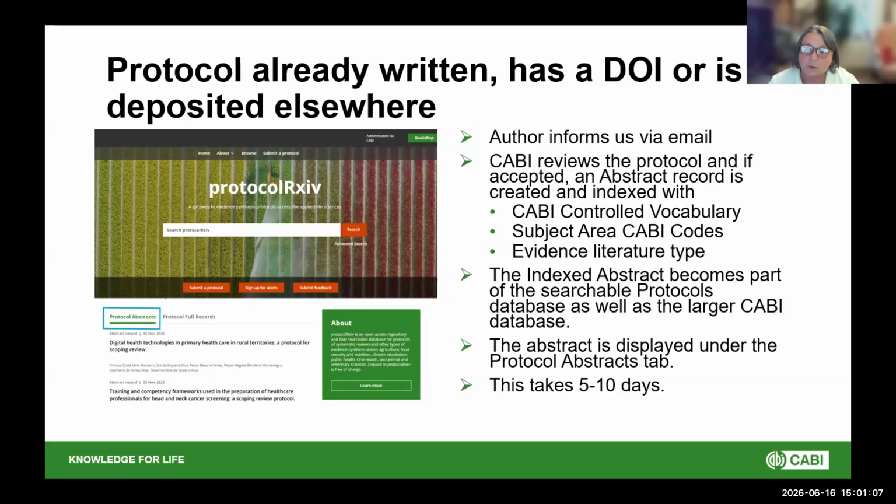Importantly, all protocol abstracts are also included in the larger CABI database. This is important because it makes them more discoverable, not only on our platform, but on all the hosts that host our databases, like Ovid, Web of Science and EBSCO. So the protocols will also be discoverable there. To create an abstract and put it on the site takes around 5 to 10 days.